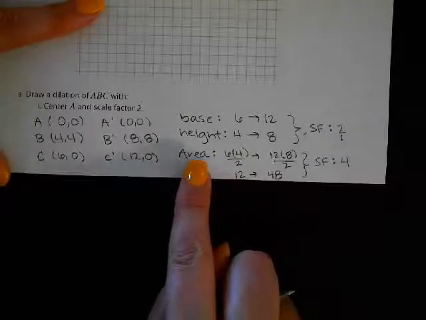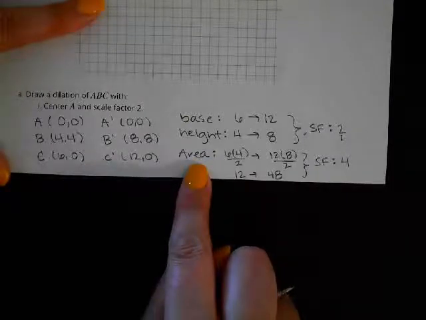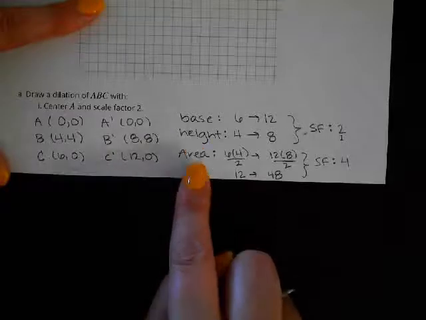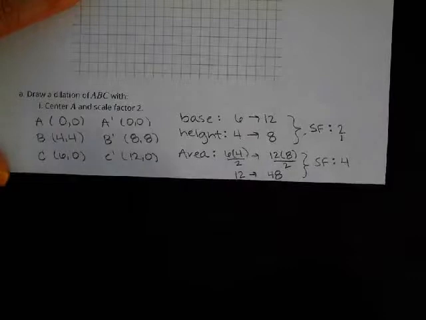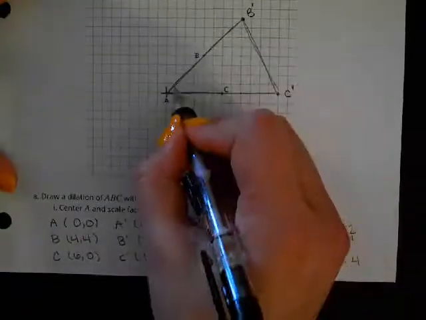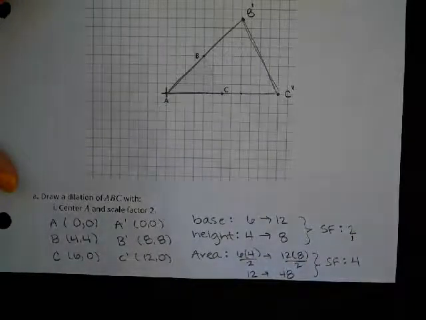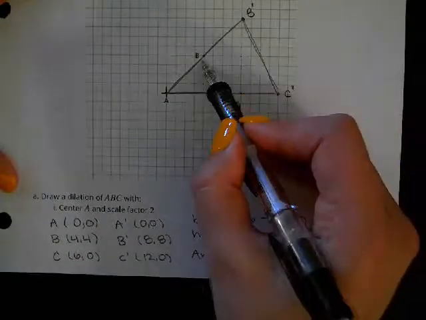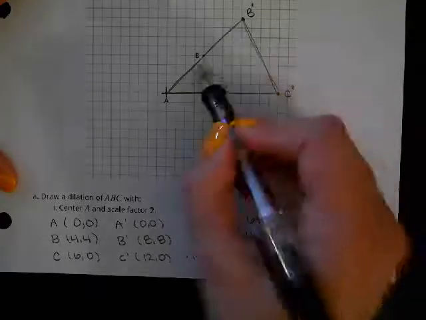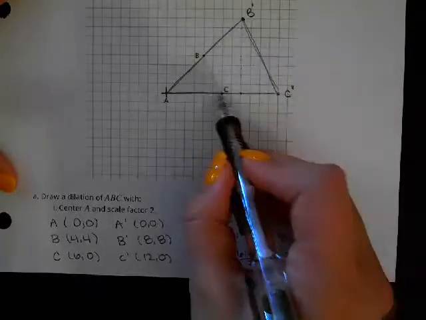Okay. And then it says, what do you notice about the angles compared to the original? So angle A stayed the same, because angle A and angle A are the same for each triangle. What do you guys notice about the angle B's? They're the same. What do we notice about angle C's? They're the same. So we're going to say the angles stayed the same.